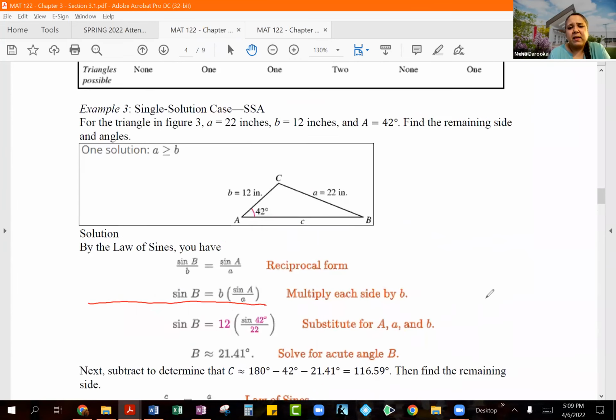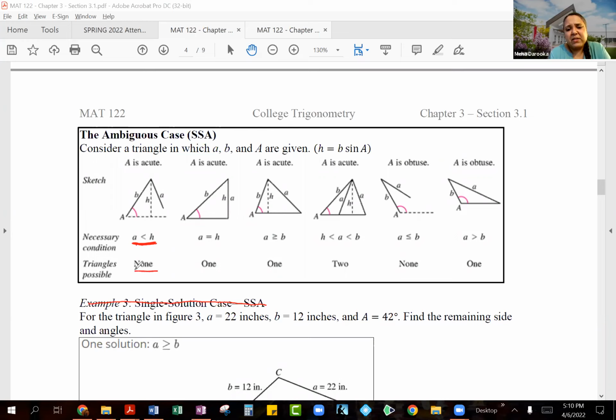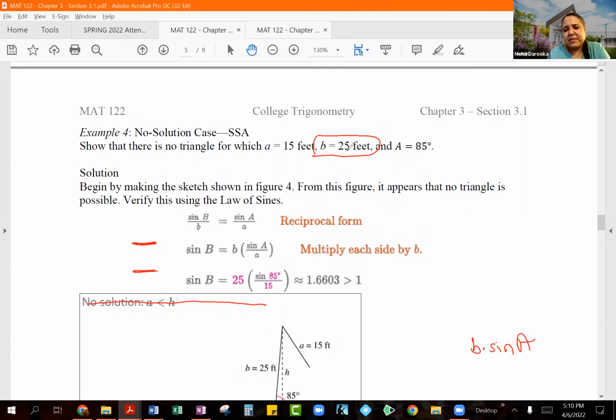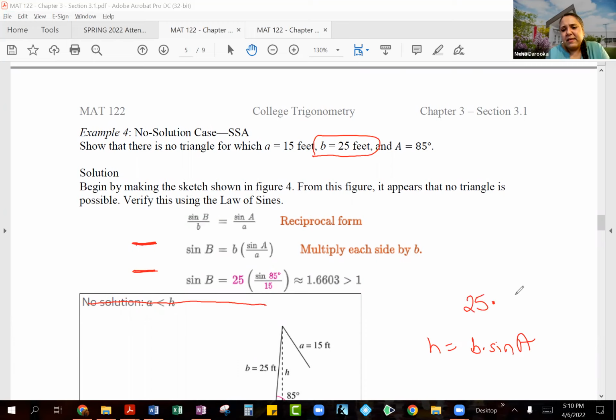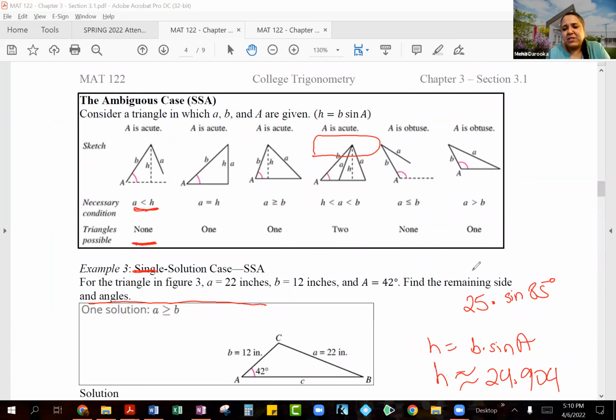And this is where you want to go back and look at this condition over here. When your A value is smaller than your H value, you do not end up with a triangle. And you can see for the H, you just have to do B multiplied by sine of A. Okay, so let's see, what will that end up giving us? B is going to be 25. Sine of A will be sine of 85 degrees. And what will that end up giving us? 25 times sine of 85. It's coming out to be approximately 24.904.